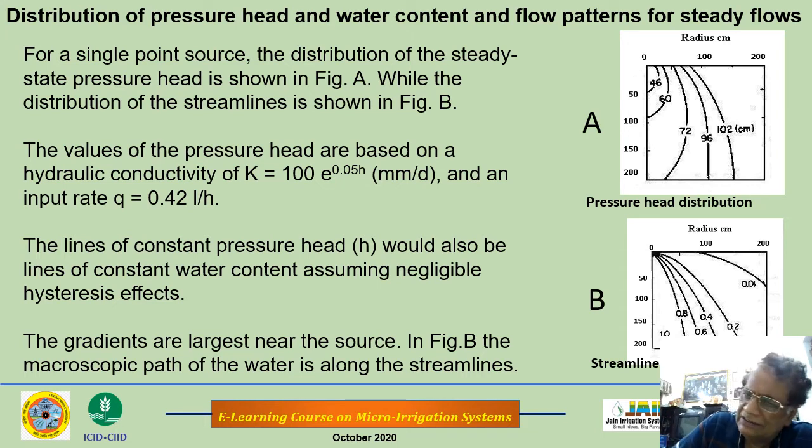And normally the lines joining the equal pressure head will be the lines of equal moisture content also, if we neglect the effect of the stresses. And that's what in the second figure, that B that you are seeing, is the streamlines, that is the direction of movement of flow.